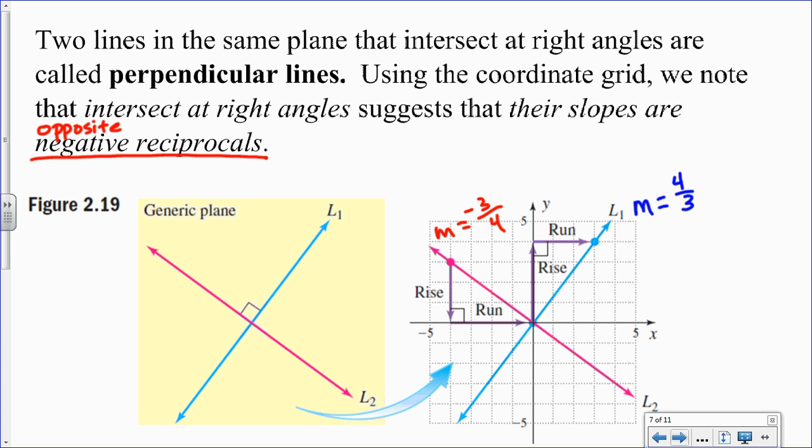So if I say that my slope is 4/5, what would the perpendicular slope be? Negative 5/4. Right. So what if the slope is negative 1/2? What's the perpendicular slope? 2. And if your slope is negative 5, what's the perpendicular slope? 1/5. Good.